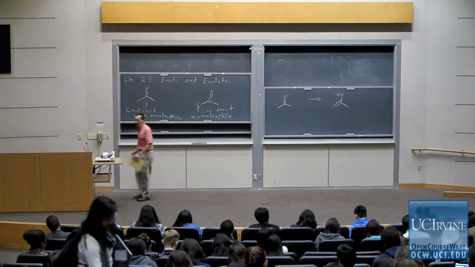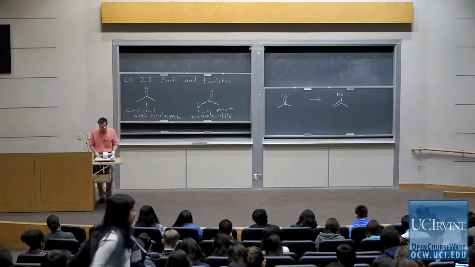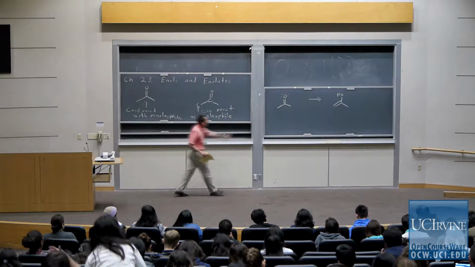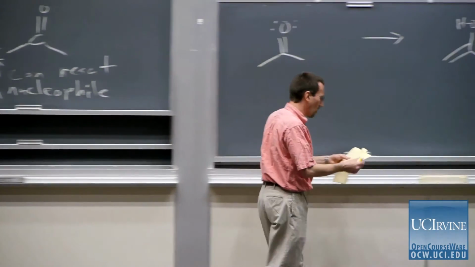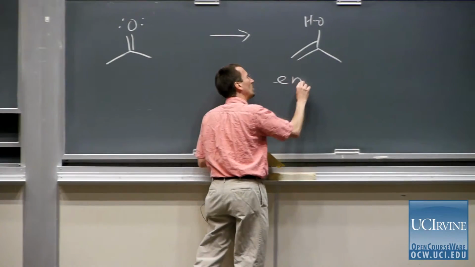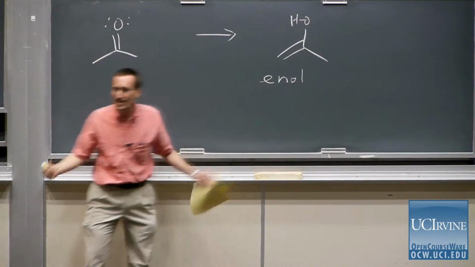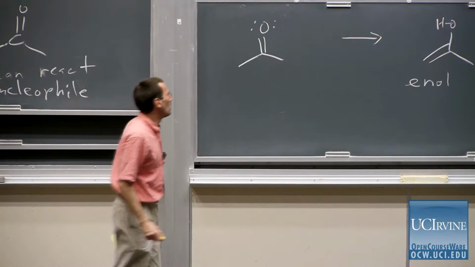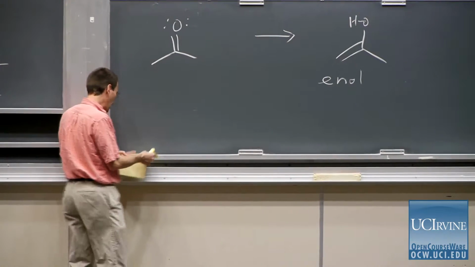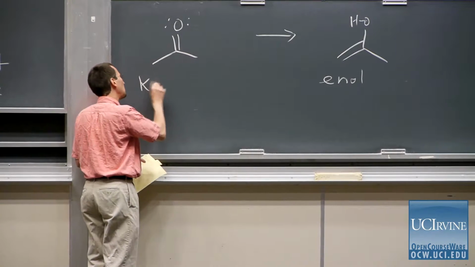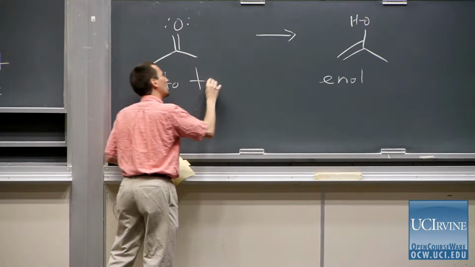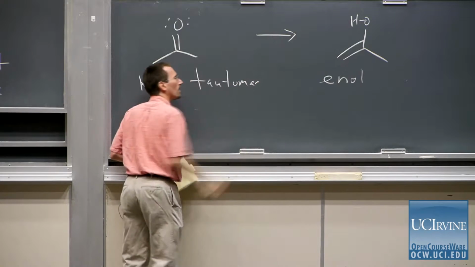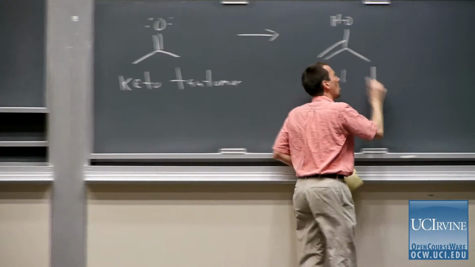In other words, you have the carbonyl compound, and then you have a species that has a double bond and an alcohol, and that's why it's called an enol, because en means a double bond and ol means alcohol. And so we refer to this as the keto tautomer, and this as the enol tautomer.